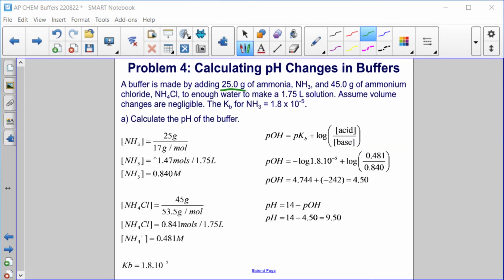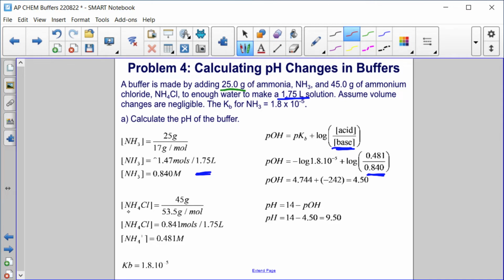All right, let's first calculate the pH of just the buffer, and in order to do that, I'm going to use the Henderson-Hasselbalch equation, which requires me to know the concentrations of the acid and base. Starting with the base, I have 25 grams of ammonia. The molar mass helps me to get the number of moles, 1.47 moles, in 1.75 liters. That's important, which gives me a concentration of 0.840.